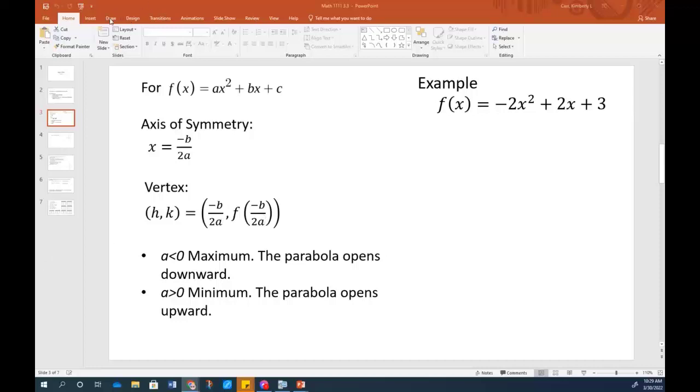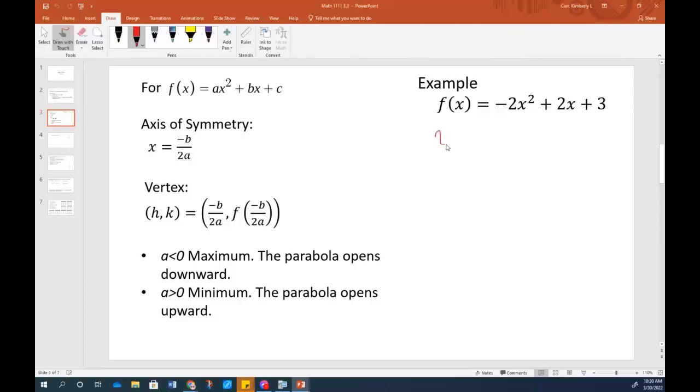So let's start to work one of these out then. I'm going to start off with x equals the opposite of b over 2a. So I know there's a lot of 2's here, but this is the a, -2, and this is b. So I did the opposite of b over 2a, and then I'm going to simplify that, and that is -2 over -4, which is 1/2. So my axis of symmetry is x equals 1/2.